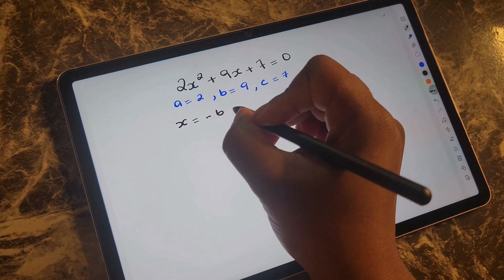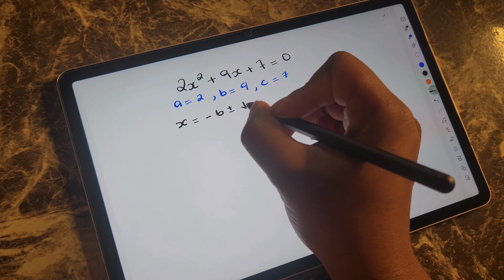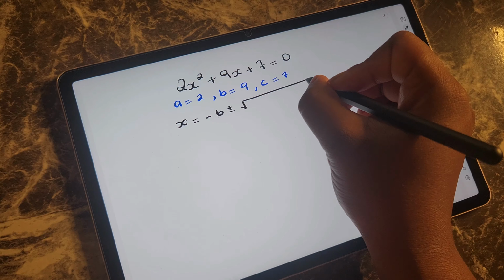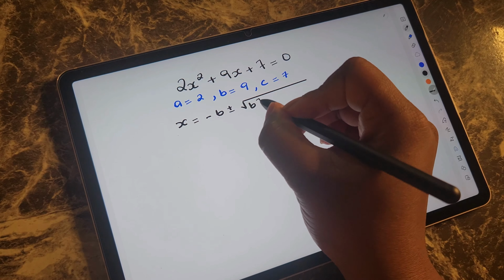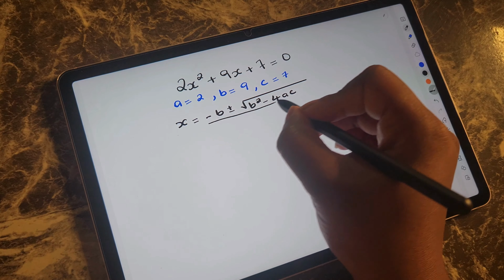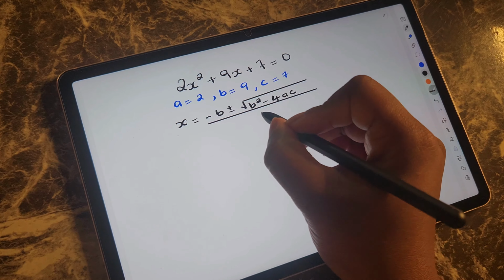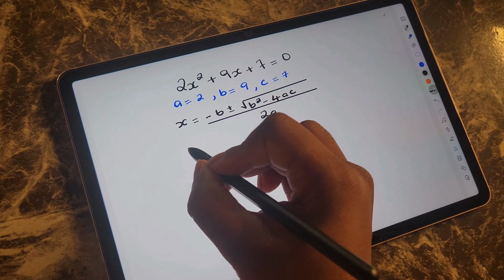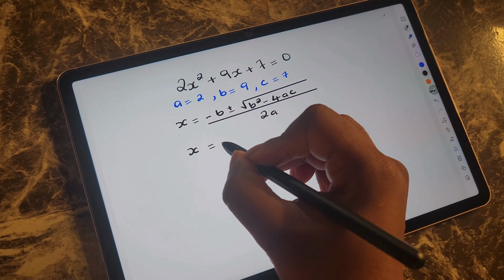The quadratic formula is x equals negative b plus minus the square root of b squared minus 4ac all divided by 2a. Now that we have that formula, we'll just go ahead and substitute the values for a, b, and c into the formula.